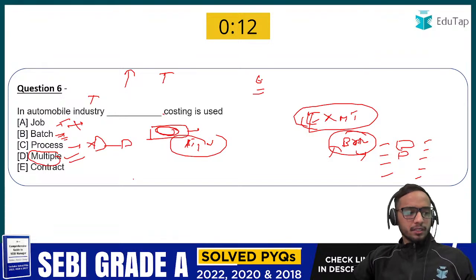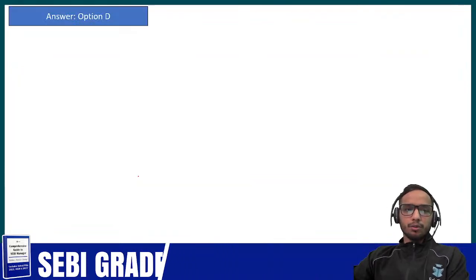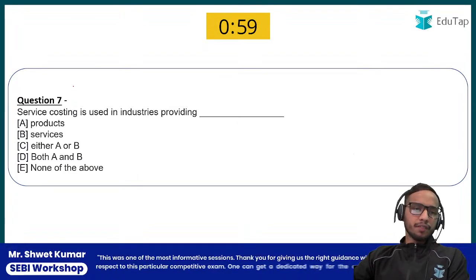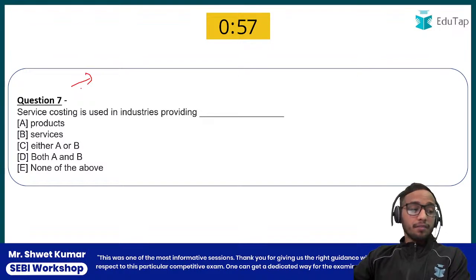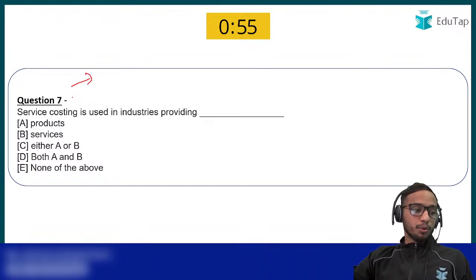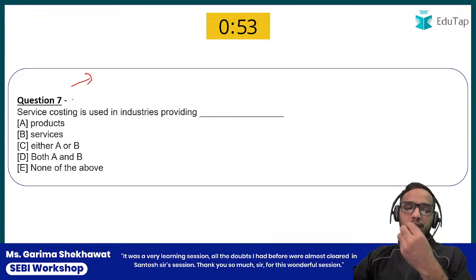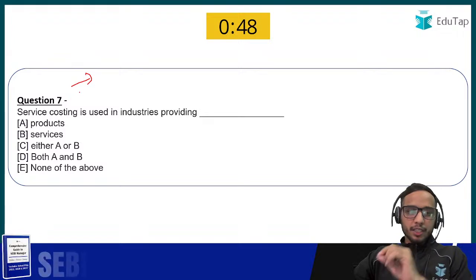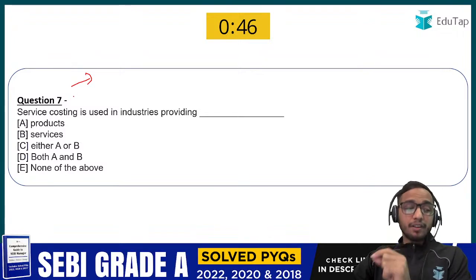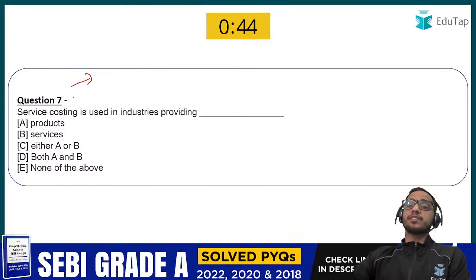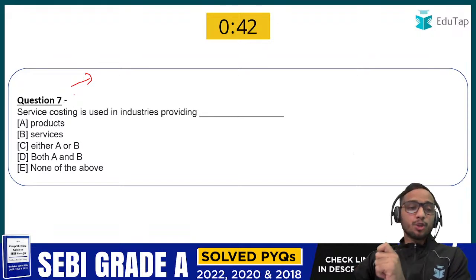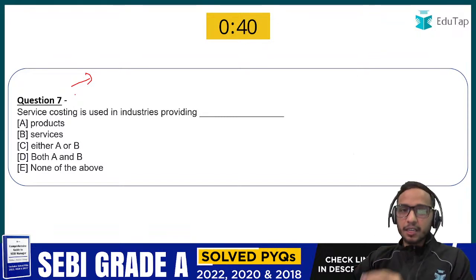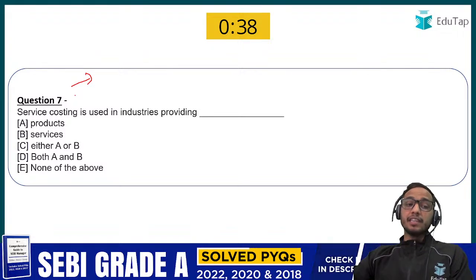Okay, everyone is fine with this? Chalo. Now let's move to the 7th question, and I want everyone to be correct here, because this is a very easy question. I know a few questions today were of moderate category, but this question is very easy. You have exactly 45 seconds to answer. Service costing is used in industries providing what? This is very easy, huh?